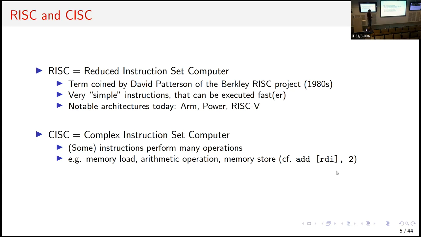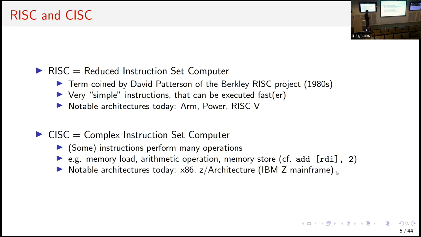Notable architectures that are still important today for RISC are ARM, that probably most people know from the smartphone world, maybe the IBM Power architecture, and then of course RISC-V. For CISC, we have of course x86, and also the IBM Z mainframe. I think this is the second most important CISC architecture that we still have today.